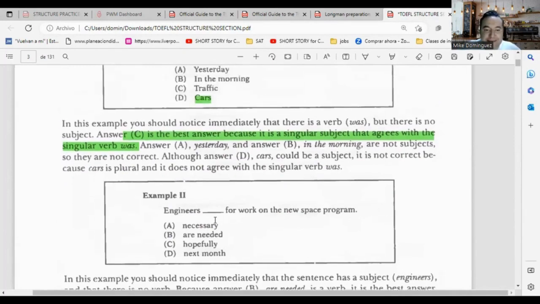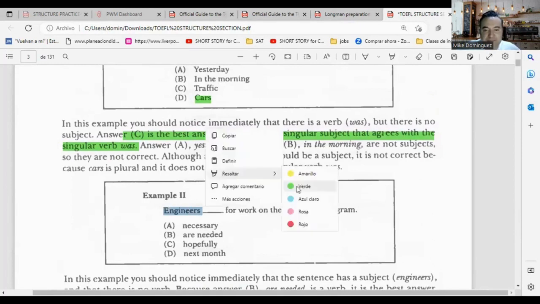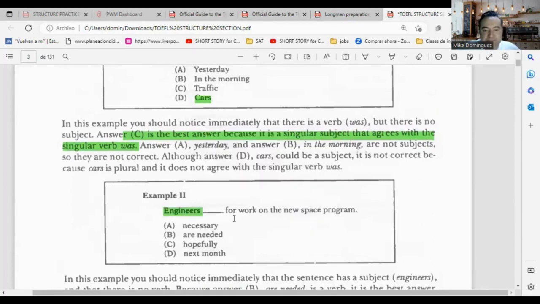"Engineers" — you have the subject. What do you need now? "... on the new space program." B, "are needed for work." That is, the objects are necessary, are needed. "Hopefully next month." Are needed. So that's your option.